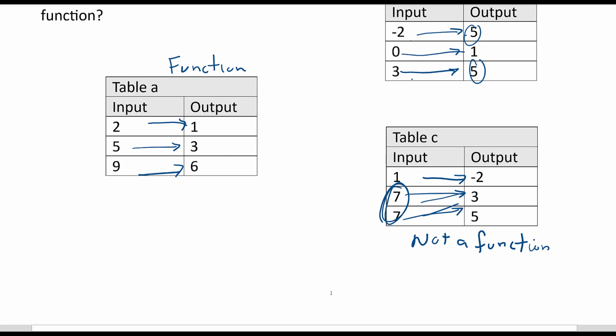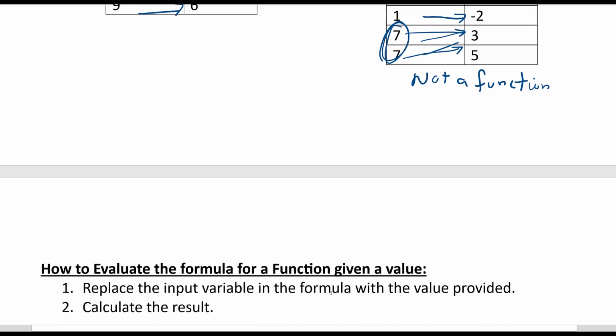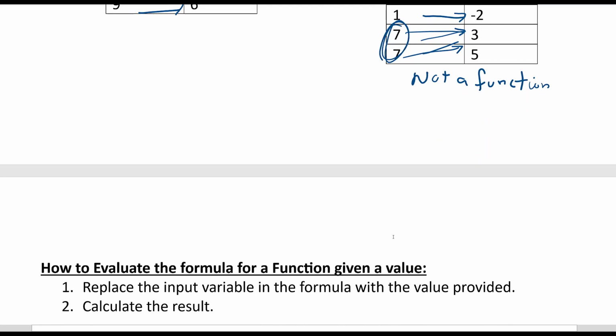Okay, that's going to be it for this video. The next one we're going to pick up with how to evaluate the formula for a function given a value.